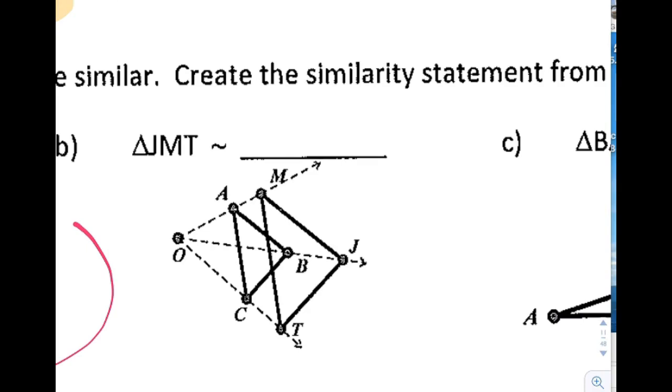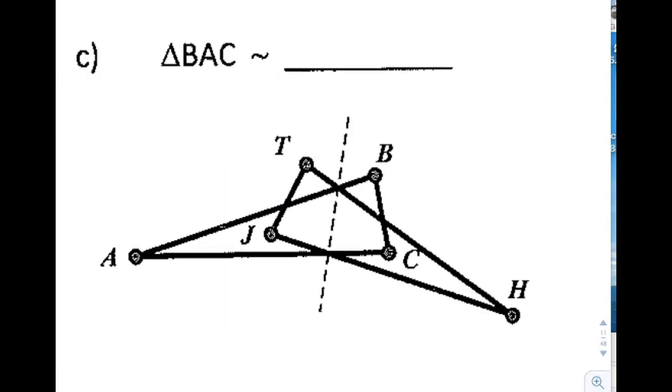This one's quite a bit more straightforward because they're sitting in the same order. JMT would be the same as this, this, this. And this final one is just another reflection over that line. So if I was going to go BAC, I would reverse it and go this, this, this.